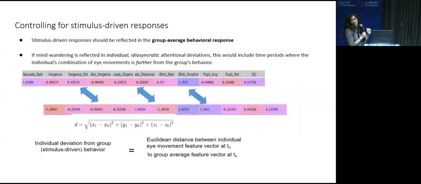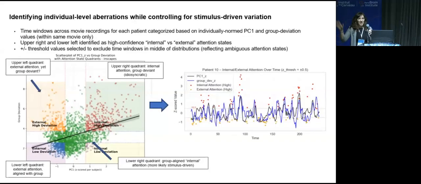But we also want to control for stimulus-driven responses. So are people doing what other people are doing? We can derive a basically Euclidean distance measure of whether the sum total of all your eye movements is the same or different from what everyone else is doing. If you're really far out, you're probably not mind wandering. If your eyes are doing basically what everyone else is doing, even if you're sort of doing internal attention, it might be stimulus driven. So I'll try to speed up here, but we used both of those things.